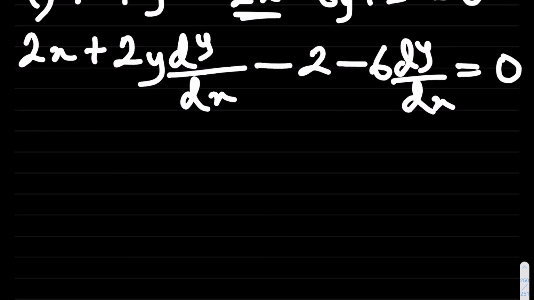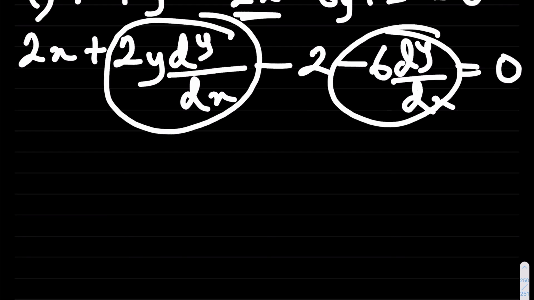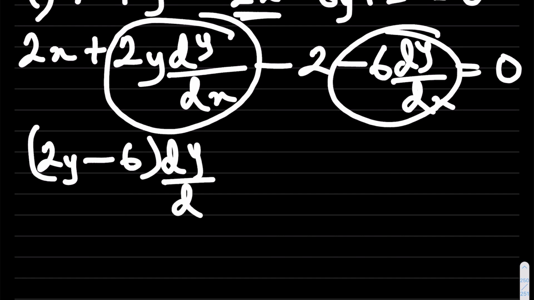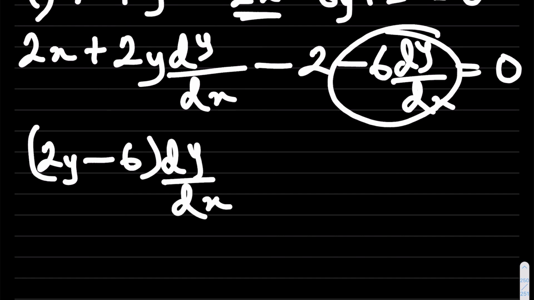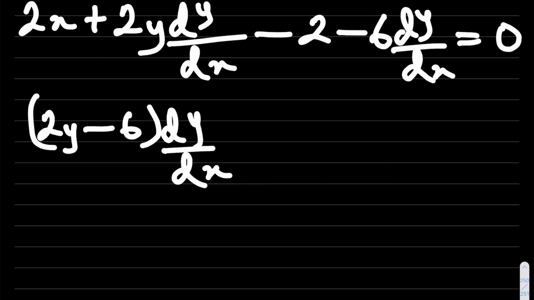And this simply means we can put this and this together. Now, I can write that as 2y minus 6 dy dx. That's just factoring dy dx out of the two of them.